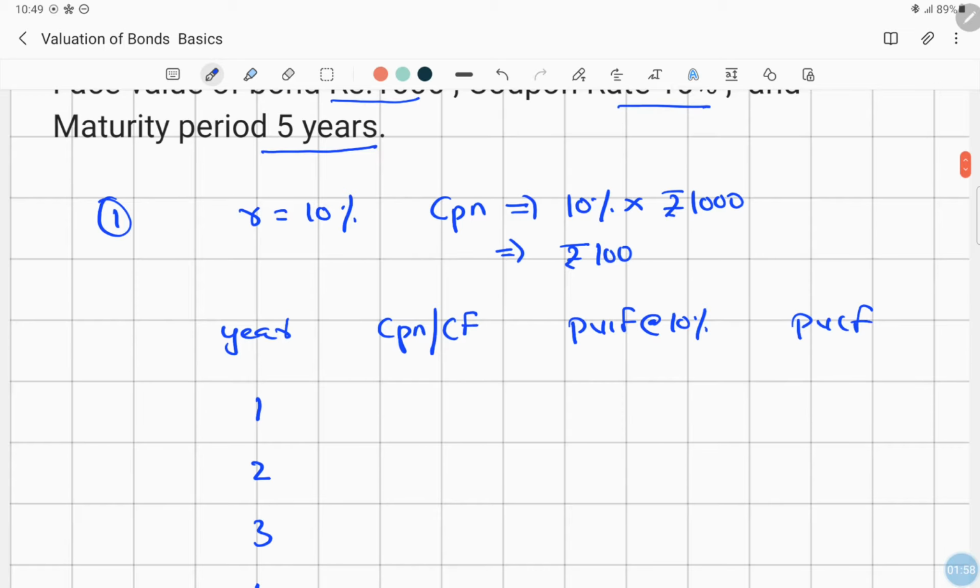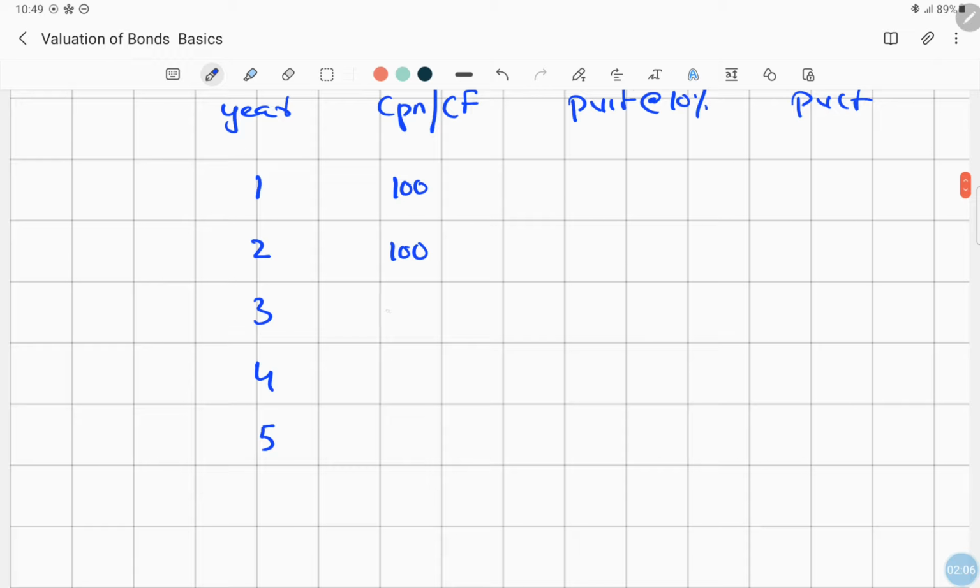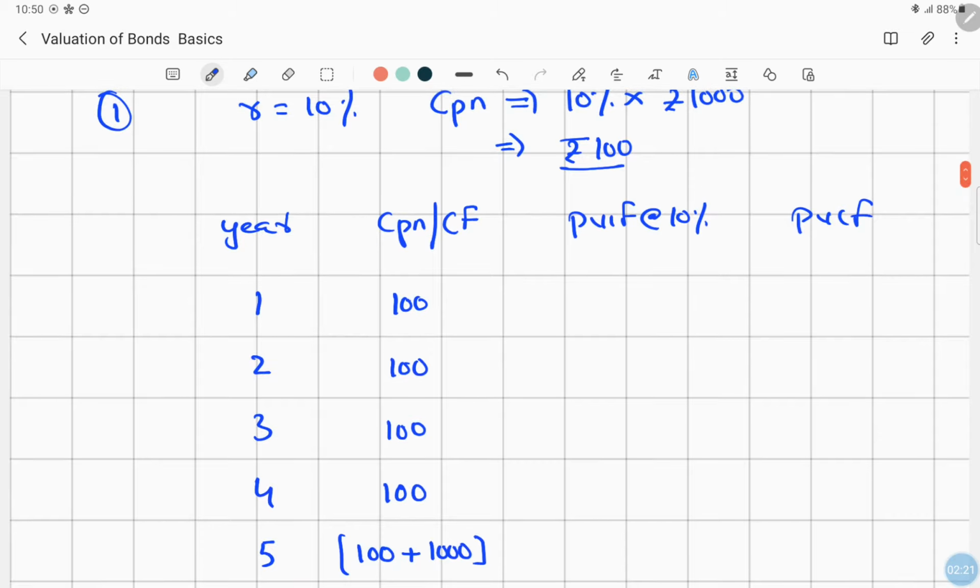Now for the coupon payment, we have 100 for the first year. 100 is the payment. Second year, the same 100 is the payment. Third year, 100 is the payment. Fourth year, 100 is the payment. And in the fifth year we'll be getting the coupon payment and the maturity value back, 100 plus 1000. So now we'll be calculating the present value interest factor.